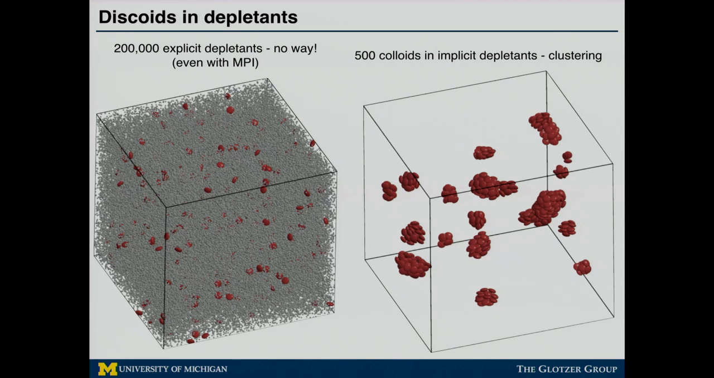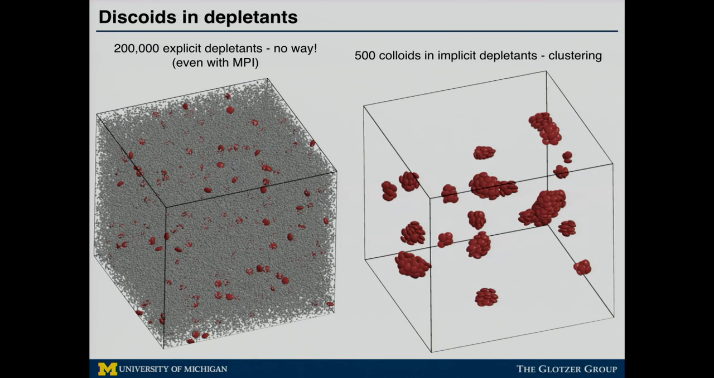The next example I'm showing is about large and small particles. So if we put these discoid colloids in a bath of explicit depletants, then we see that most of the box is actually filled with small particles. And it means that we cannot simulate the whole system in reasonable time. We have to integrate our 200,000 small particles just to move these 500 plus particles around. And with implicit simulation of the small particles, we are actually able to see clustering of the large particles, which nicely confirms that the implicit method is working as it should, and it has tremendous performance benefit.